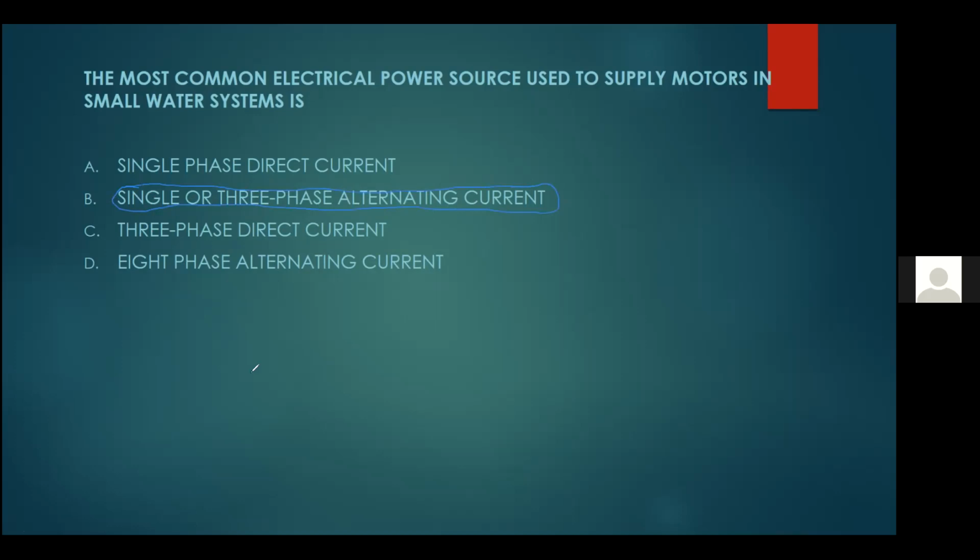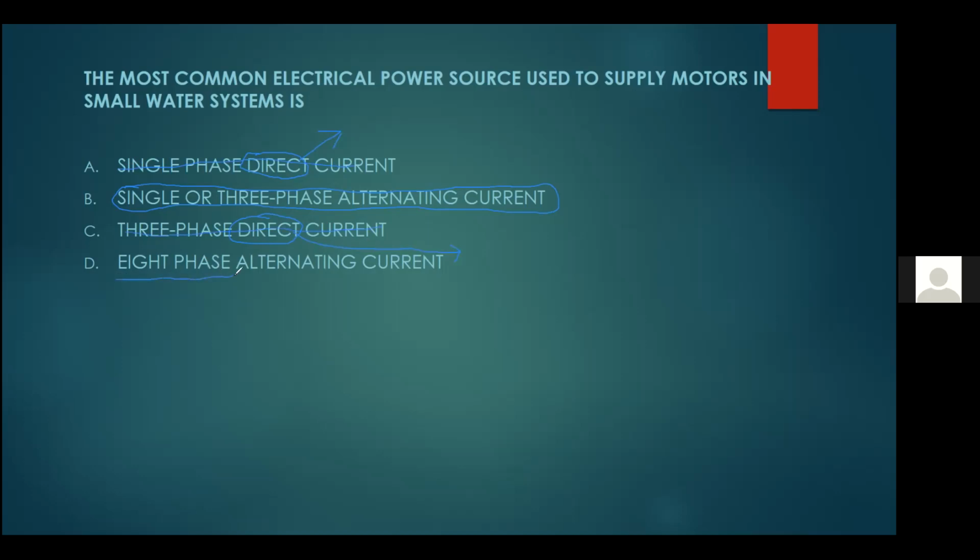The trick here is to read it really carefully. Anything with direct current, so that would be this one and this one. This is all battery. Always battery. So when they talk about direct current, it's a battery. We know we don't normally power our pumps with a battery, so we know those are out right off the bat.